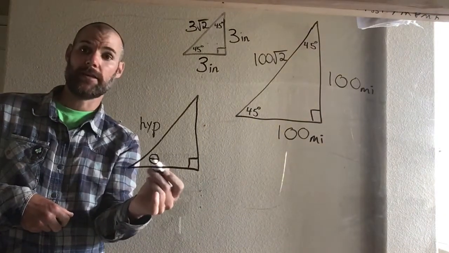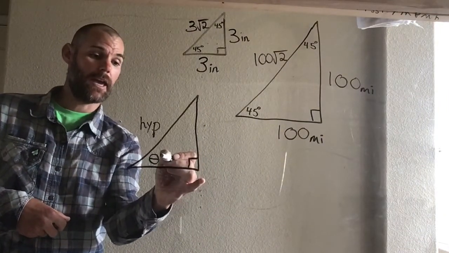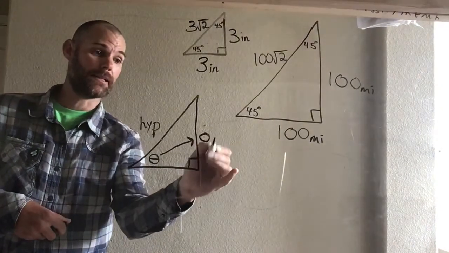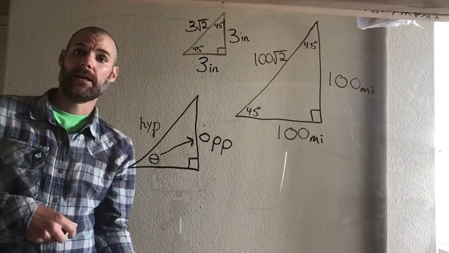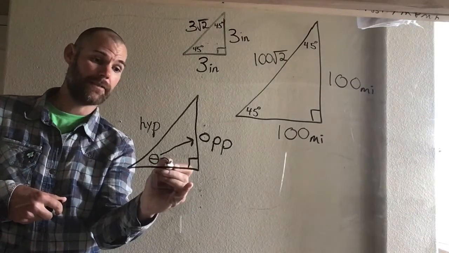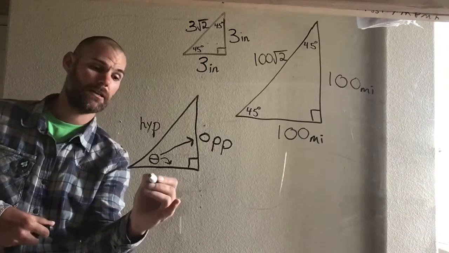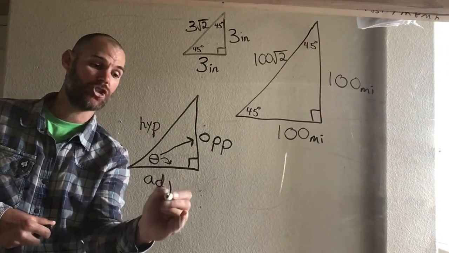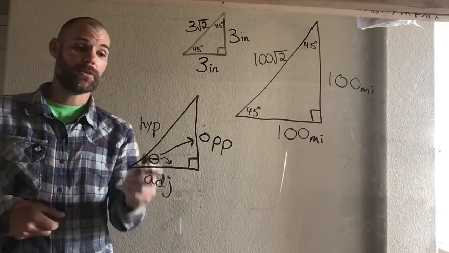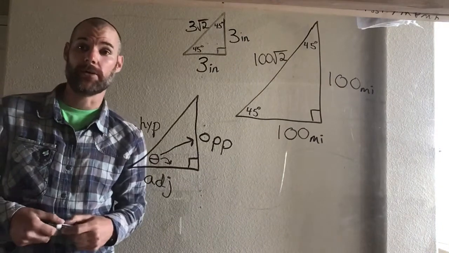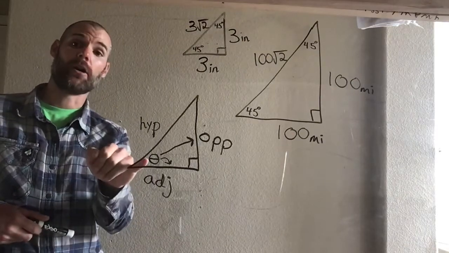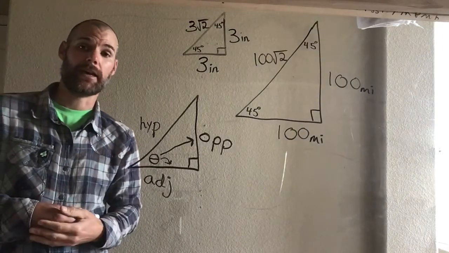If I was talking about this angle right here, then the side that's directly across from it would be my opposite. And the other leg that's left, the leg that's next to it, a fancier way to say next to is adjacent, I would label as my adjacent. And so notice that your hypotenuse is always across from your 90 no matter what. The opposite and adjacent depend on what your reference angle is, or what your starting angle is.